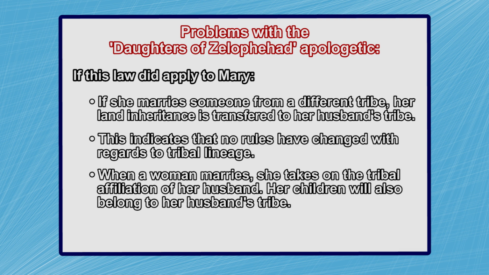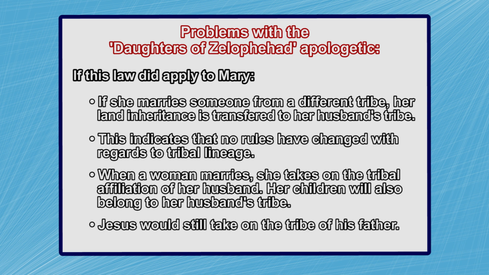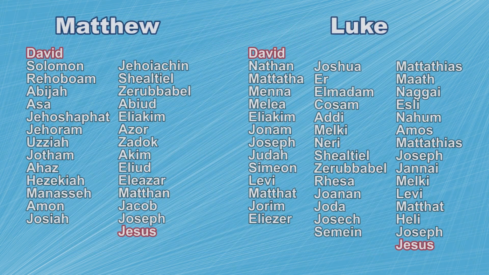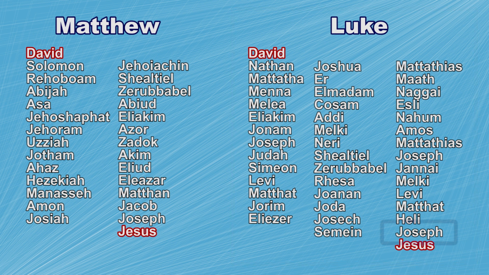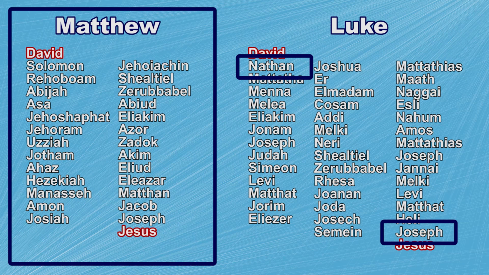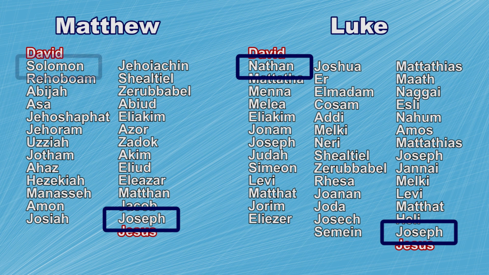In turn, her children will also take on the tribe of her husband. So Jesus would still be considered to be from his earthly father's tribe. This workaround makes no difference to the situation. There is one more problem with Luke's genealogy that I want to mention. Luke states that Joseph descends from King David's son Nathan. Matthew, however, has Joseph descending from David's son Solomon instead. So while we know that Jesus has to come from the line of David, the Gospels cannot agree which son of David the Messiah descends from.